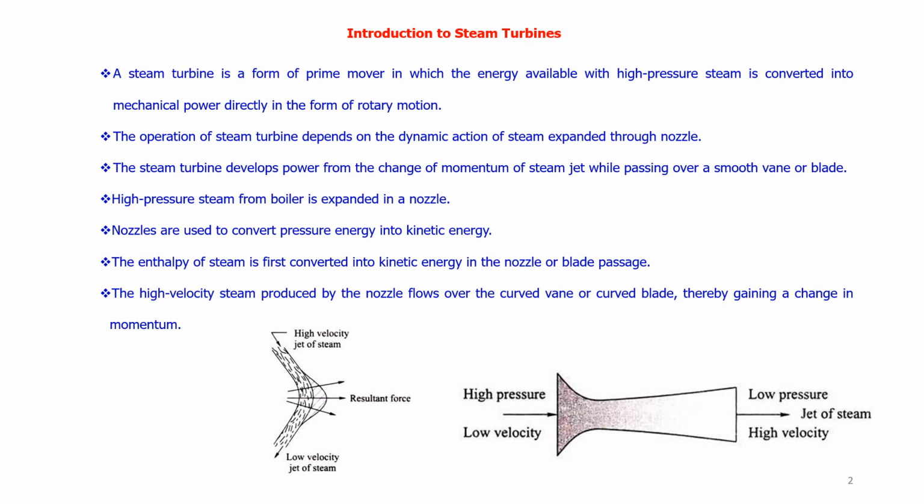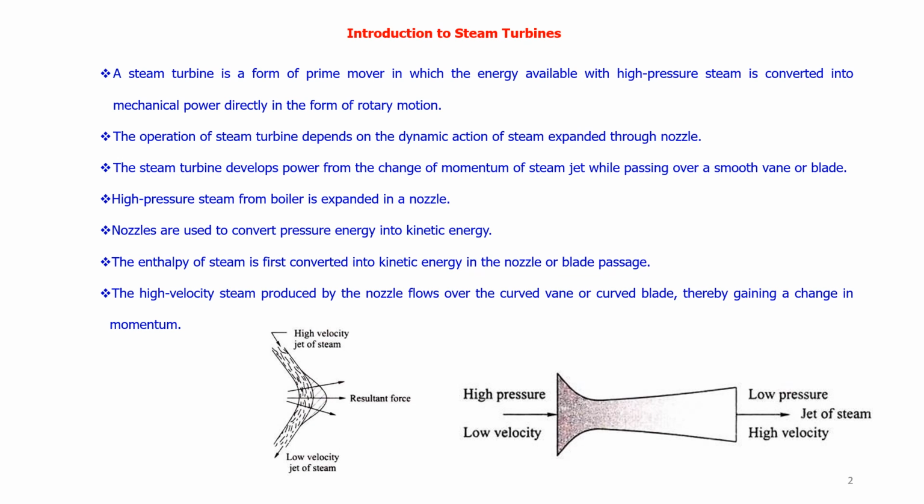So what are the different types of turbines we have? Impulse turbine and reaction turbine. The operation of the turbine depends on the dynamic action of steam expanded through the nozzle. The steam turbine develops power from change of momentum of steam jet while passing over a smooth vane or blade. High pressure steam from boilers is expanded in the nozzle. Nozzles are used to convert pressure energy into kinetic energy.